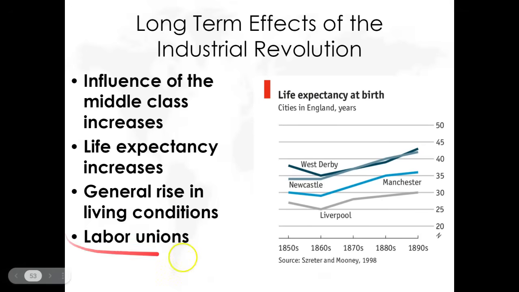So labor unions are when the people working in the factories get together and create a union where they argue for better working conditions and higher pay. And they still exist today with the same idea. They want better working conditions and better pay. So labor unions were made to combat the abuses of the bourgeoisie, the middle class.